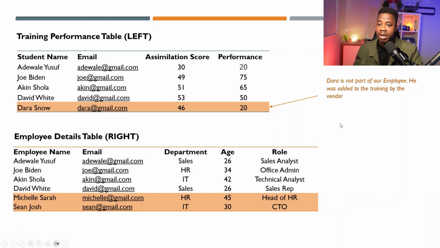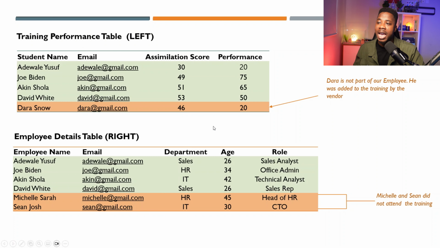Also on the employee table, we have Michelle and Sean. Michelle and Sean did not attend the training because these are the technical lead, head of HR and CTO. They did not attend this training. So in the first table, which is the training performance, we basically have only four people that attended the training, and they're also our staff. And that is Adewale, Joe Biden, Akin, David.